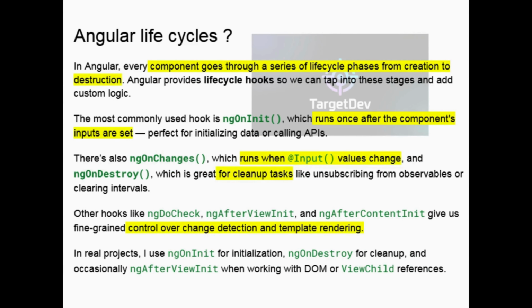In Angular, every component goes through a series of lifecycle phases from creation to destruction. Angular provides lifecycle hooks so we can tap into these stages and add custom logic. The most commonly used hook is ngOnInit, which runs after the component's inputs are set, perfect for initializing data or calling APIs. There are also ngOnChanges, which runs when an @Input value changes, and ngOnDestroy, which is great for cleanup tasks like unsubscribing from observables or clearing intervals.